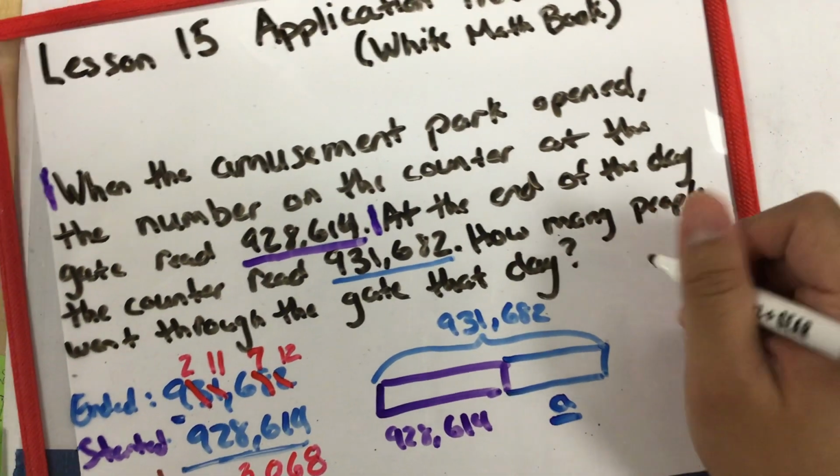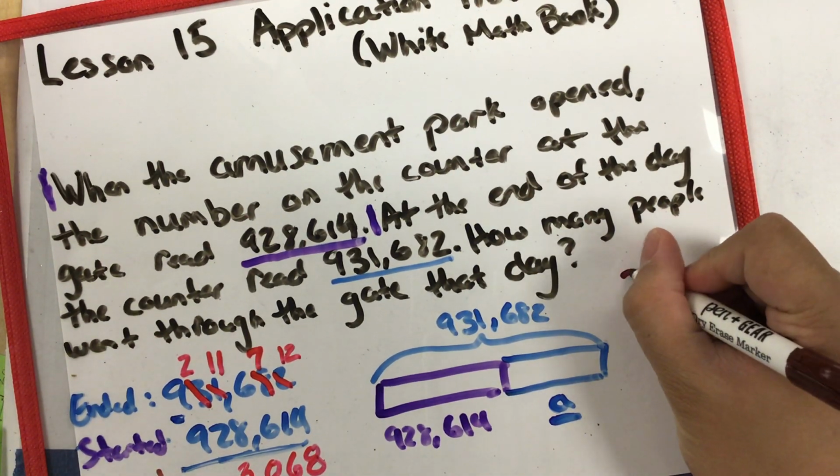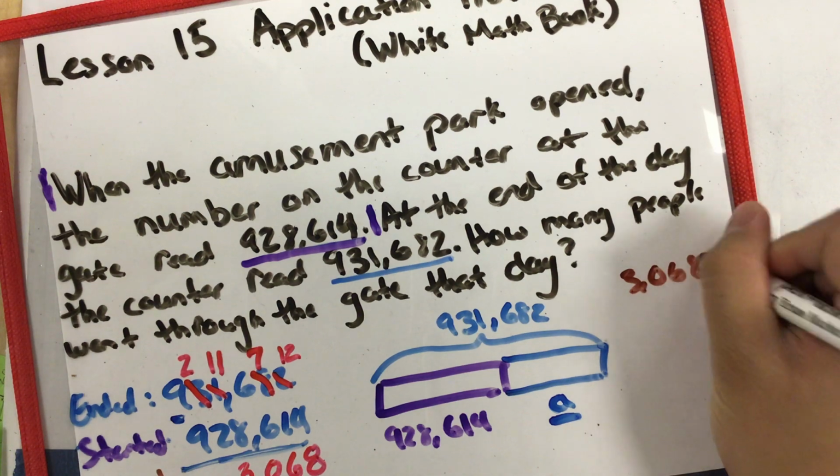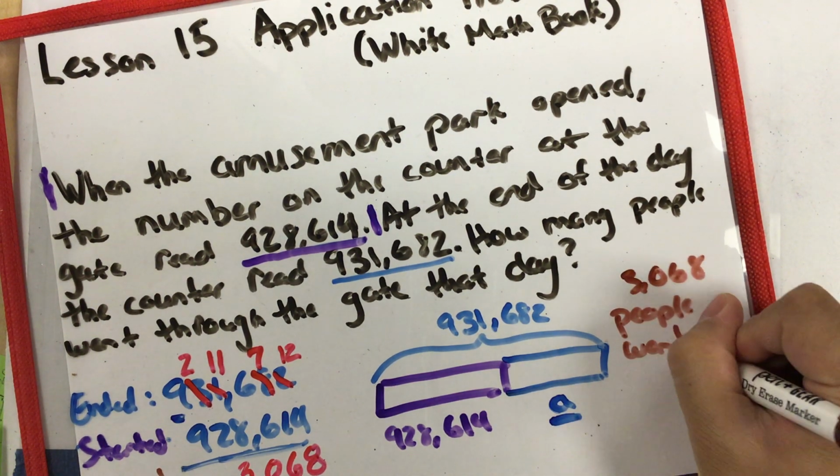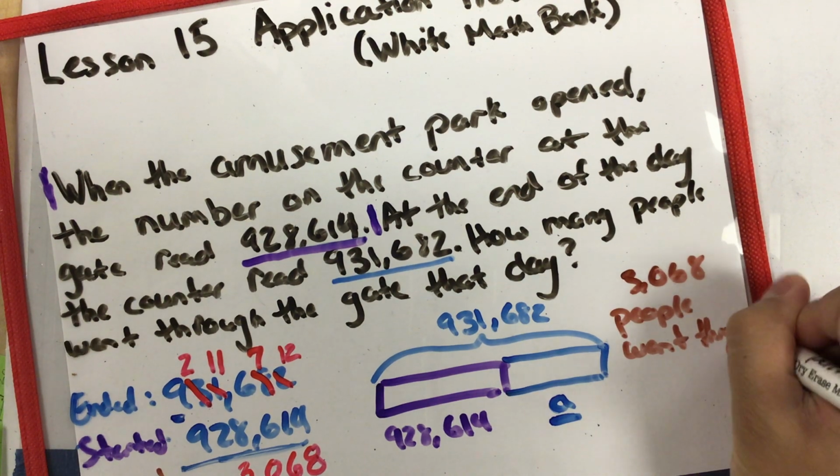So to write it out, we're going to say 3,068 people went through the gate.